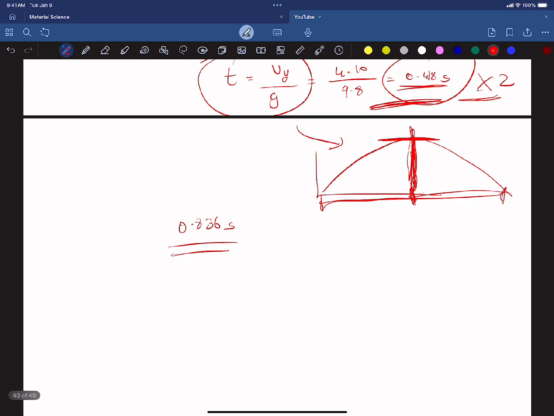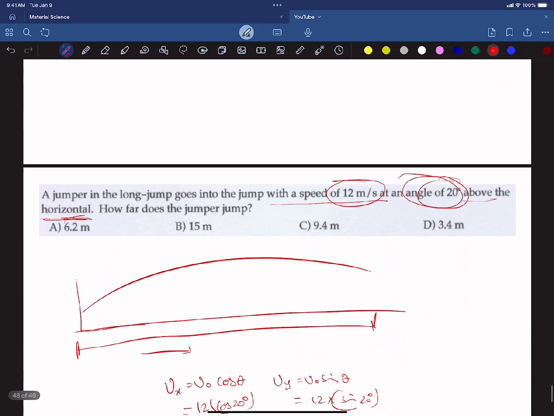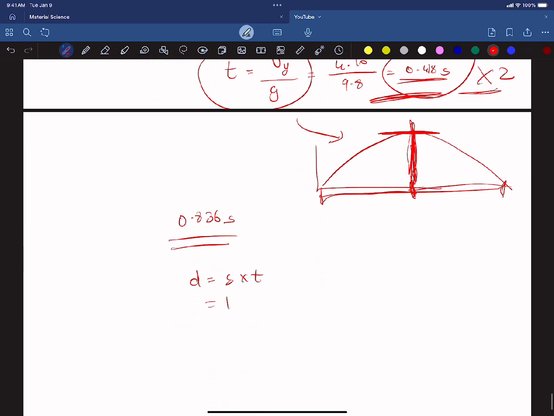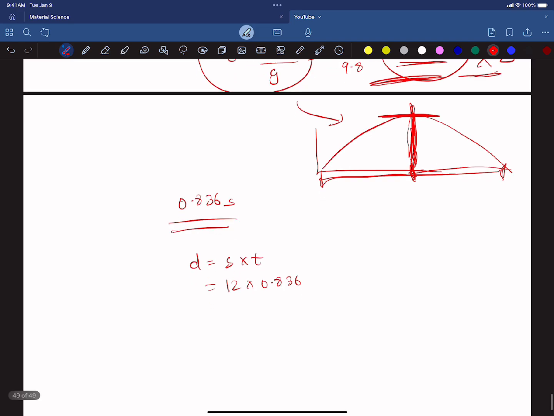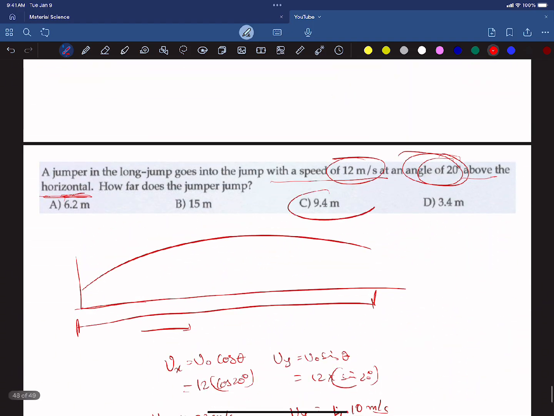Now we have time, and we know speed. We can just say distance is equal to speed times time. The speed is around 12 meter per second. Our time is 0.836, which will give you 9.43 meter. So the answer is option C.